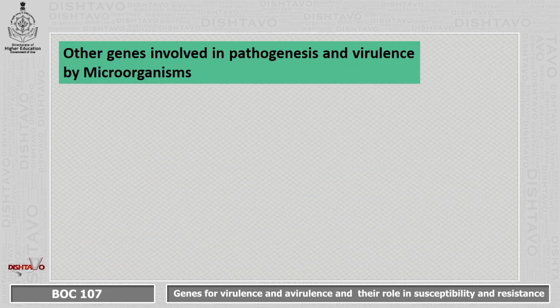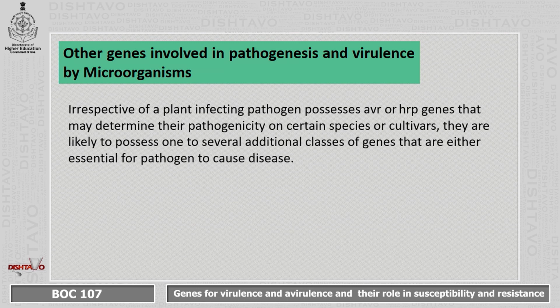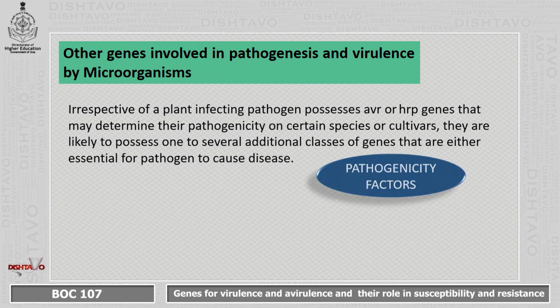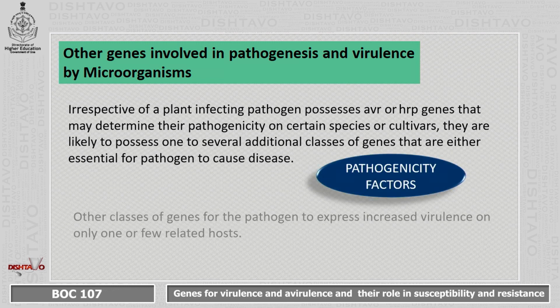Other genes involved in pathogenesis and avirulence by microorganisms. Irrespective of whether a plant infecting pathogen possesses the AVR or the HRP genes that may determine their pathogenicity on certain species or cultivars of plants, they are likely to possess one or several additional classes of genes that are essential for the pathogen to cause disease. These are called pathogenicity factors. Other classes of genes for the pathogen to express increased virulence on only one or a few related hosts are called virulence factors.